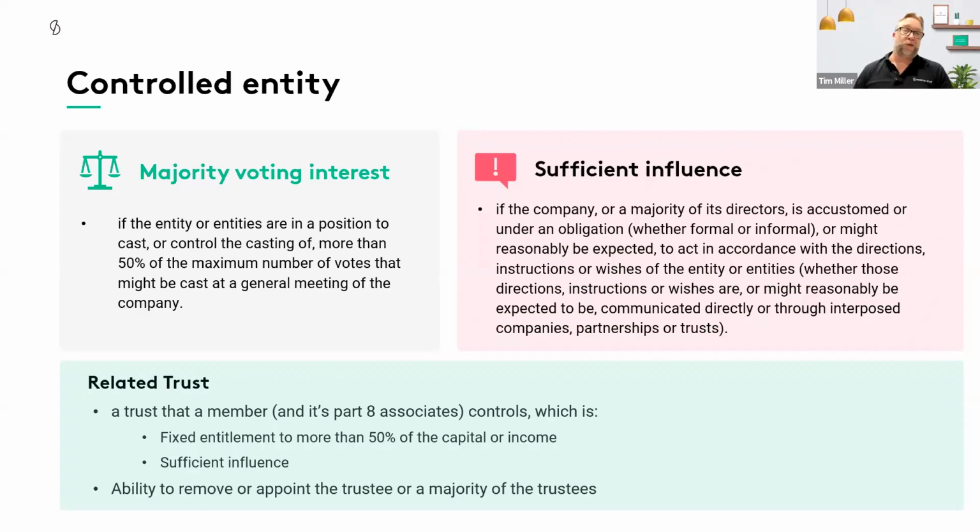And then when we look at the definition of a related trust, we break that down to talk about a fixed entitlement to more than 50% of the capital or income. So similar to the shareholding voting piece there. Sufficient influence. So again, do you control the decisions of the trust? Or the ability to remove or appoint the trustee or a majority of the trustees.